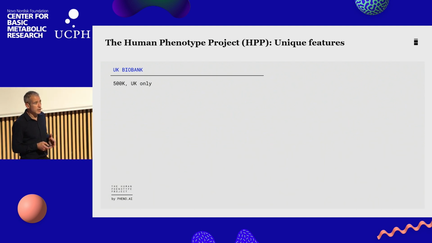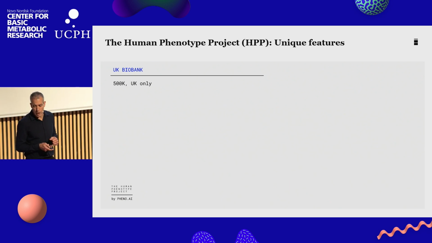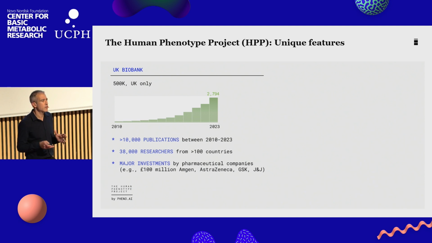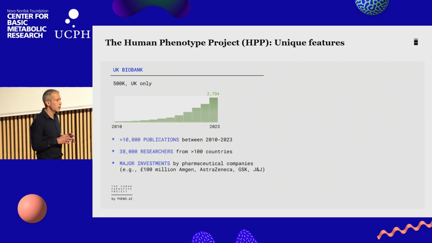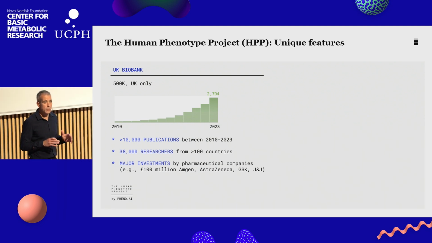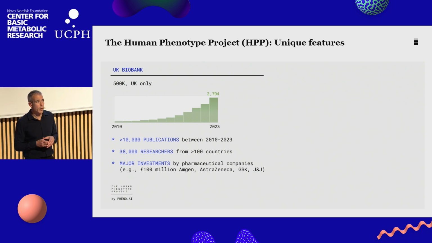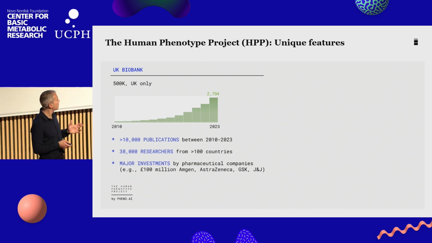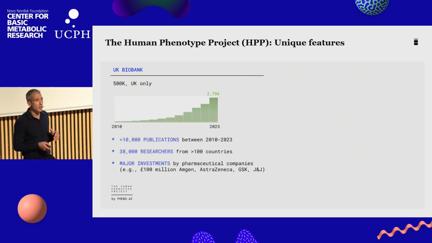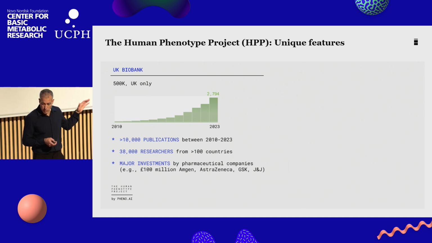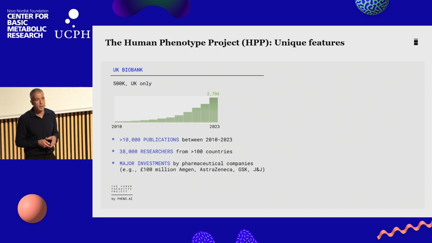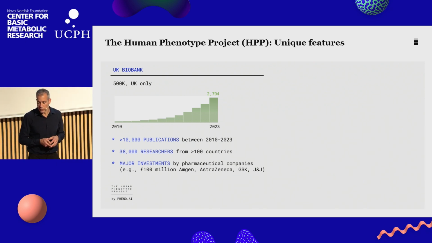It started 17 years ago. 500,000 people profiled, also longitudinally, and the impact that this project had is really enormous. It really changed the way that we do biomedical research. 40,000 researchers from 100 countries are working on this data collectively. They published over 10,000 papers. You can see how it grew over the years, with close to 3,000 publications in PubMed just last year.